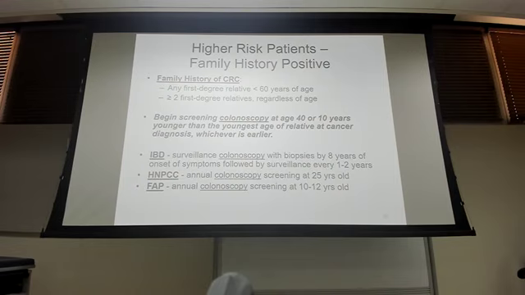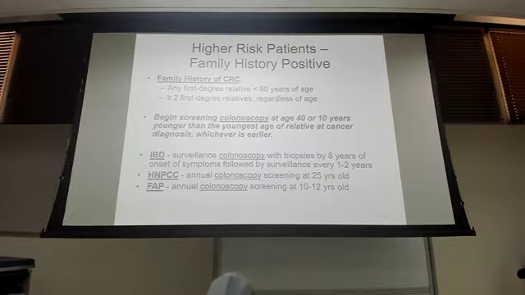So high-risk patients are, as I mentioned, those with a family history of colorectal cancer. Any first-degree relative less than 60, or greater than or equal to 2 first-degree relatives, regardless of their age. If your patient's family history includes those, they're higher risk. So what does that mean? Or if they have any genetic syndromes, they're going to get earlier, more frequent screening.